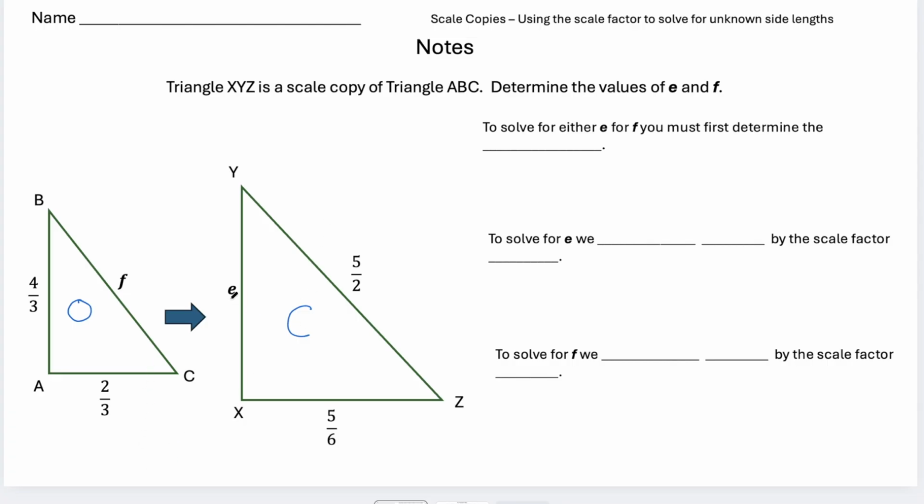Here's E. Notice E is the length of side XY. And here's F, and that's going to be the length of side BC. So we're solving for these two lengths. All right, so step number one, to solve for either E or F, you must first determine the scale factor. So please write down scale factor right here.